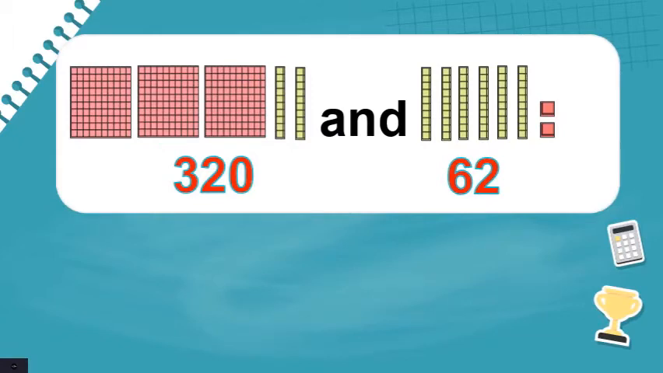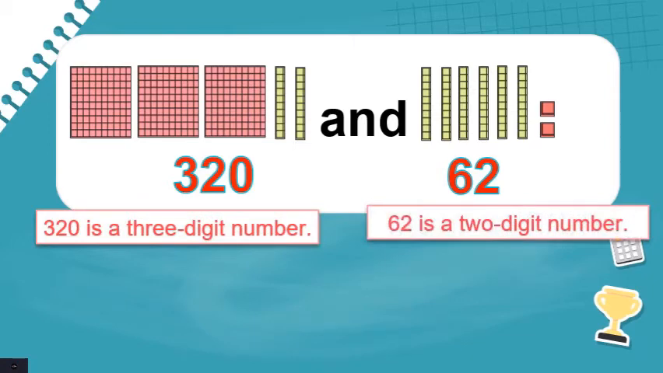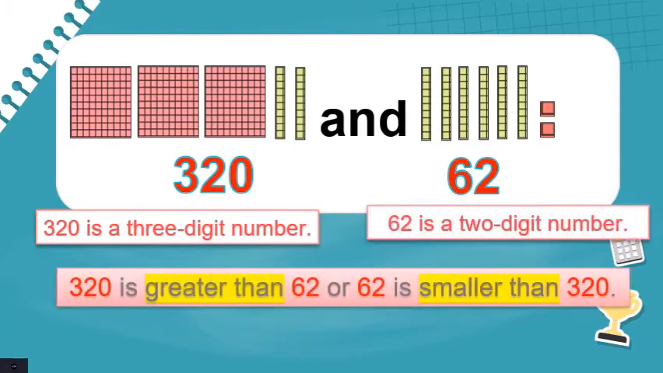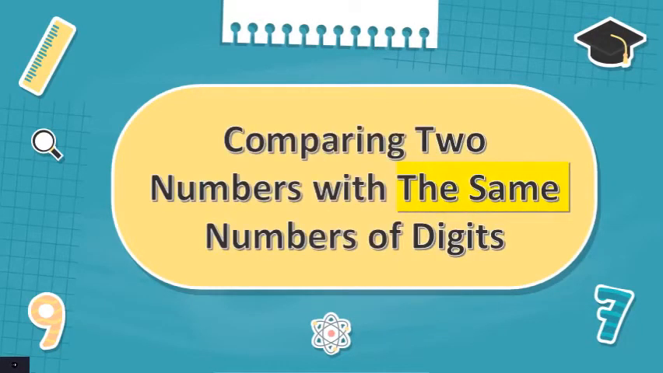320 is a 3-digit number. 62 is a 2-digit number. Therefore, 320 is greater than 62, or 62 is smaller than 320. Now let's move on to our next lesson: comparing two numbers with the same numbers of digits.